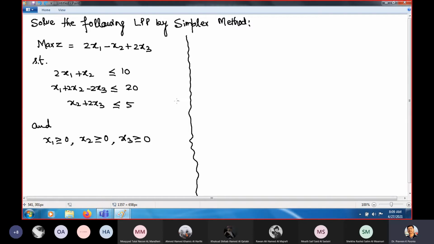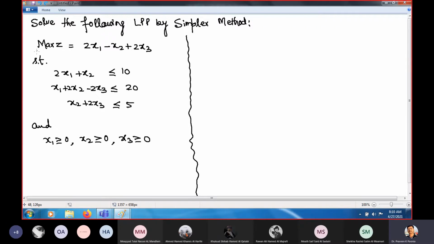Step number 1 is you need to check whether these constraints are less than or not less than. If by chance any is greater than, then we will change it into less than. That I will tell you. Clear? But in this problem, all three constraints are less than. So the problem is okay.